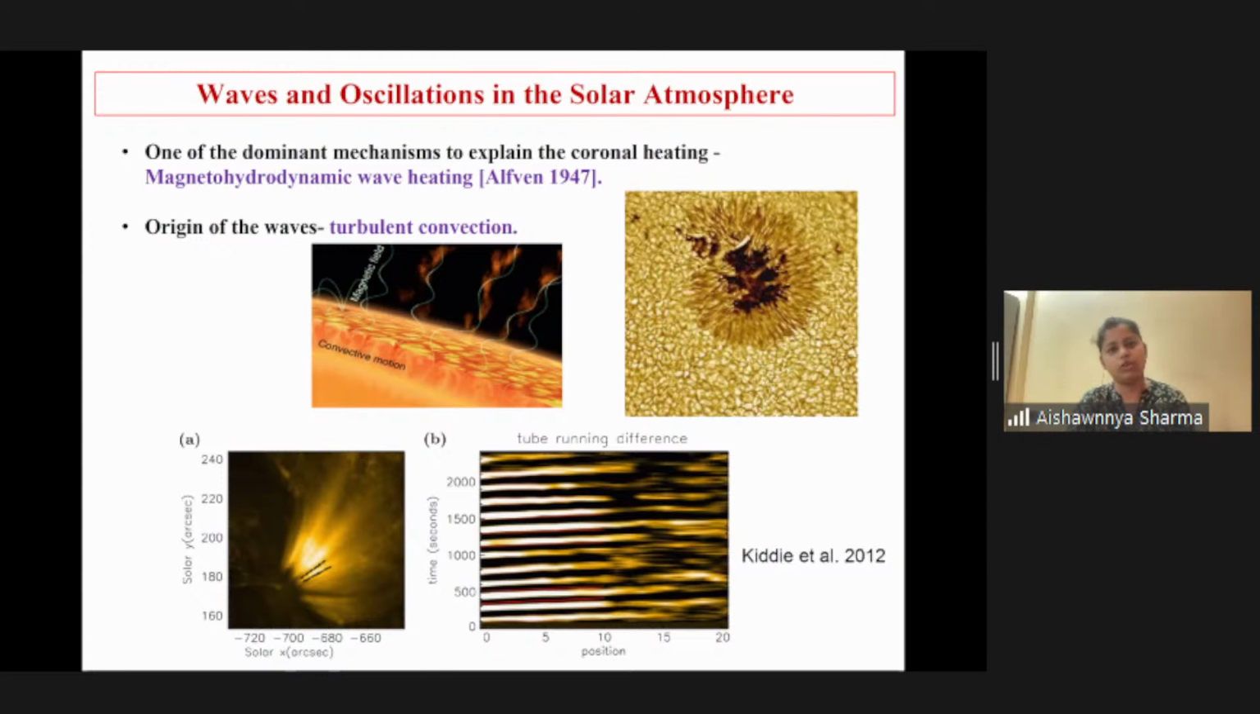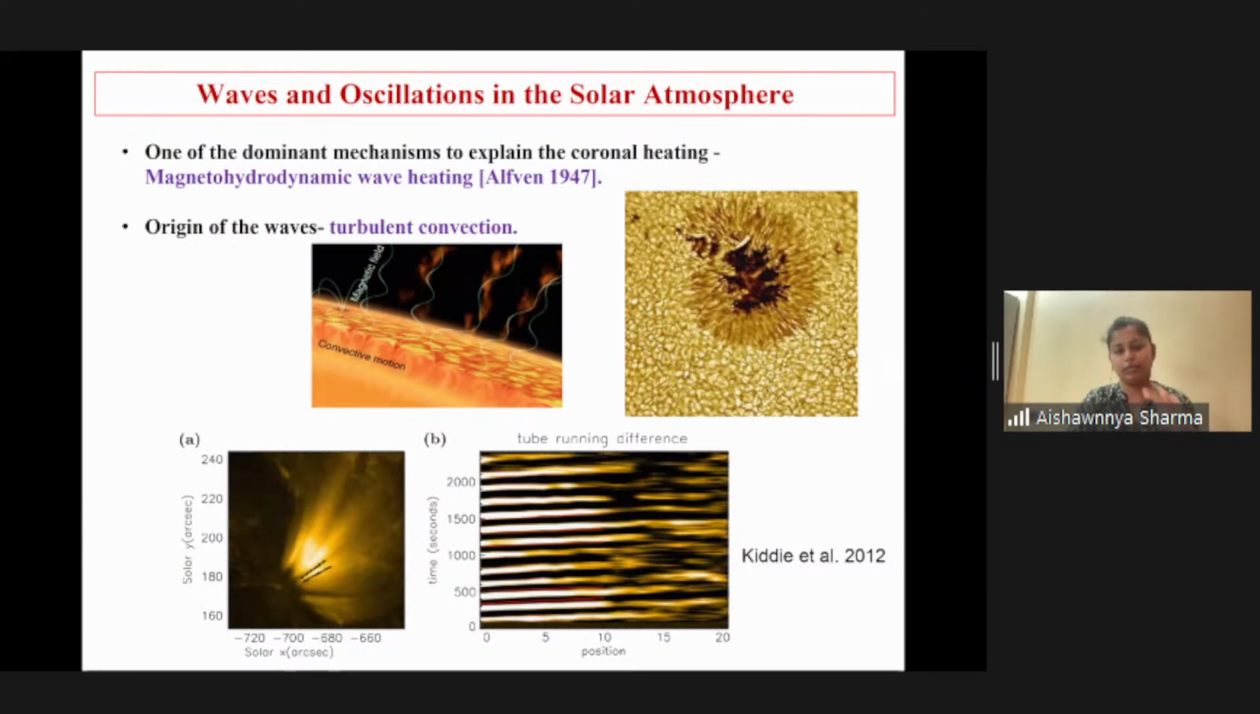So we know below the photosphere, the solar surface, we have the convective zone where the convection, the bubbling of solar plasma, happens. This whole bubbling of solar plasma is a very turbulent process. It gives rise to different wave modes, and these waves travel outward and dissipate their energy.